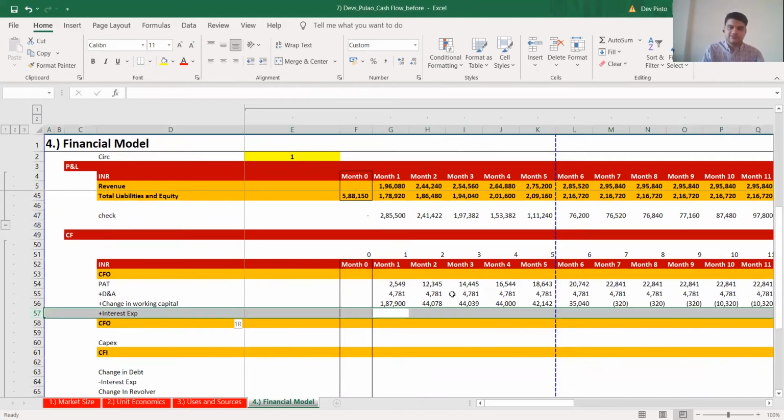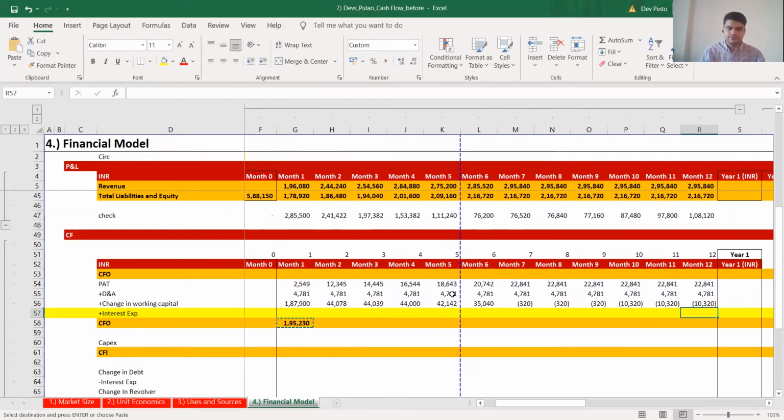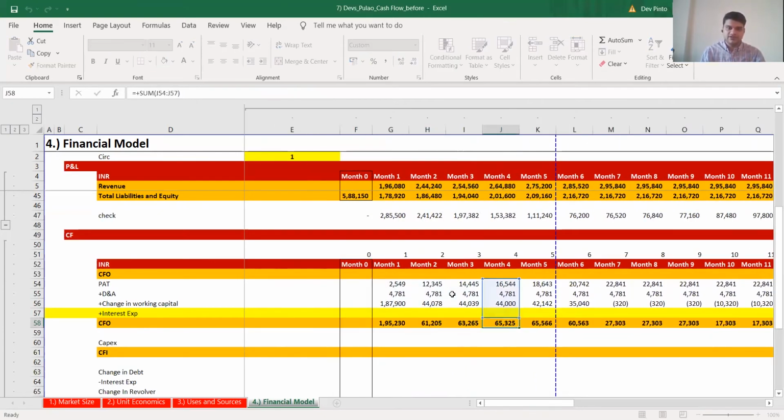Interest expense will come from the debt schedule, so that's going to be in the next tab. We've got to add it back because it's a bit of accounting jargon, but we'll be adding it back because it was subtracted from PAT, pre-tax, but nonetheless. Let's compute CFO. We have the CFO. Now, let's move to the CFI. What is CFI? Cash flow from investing.